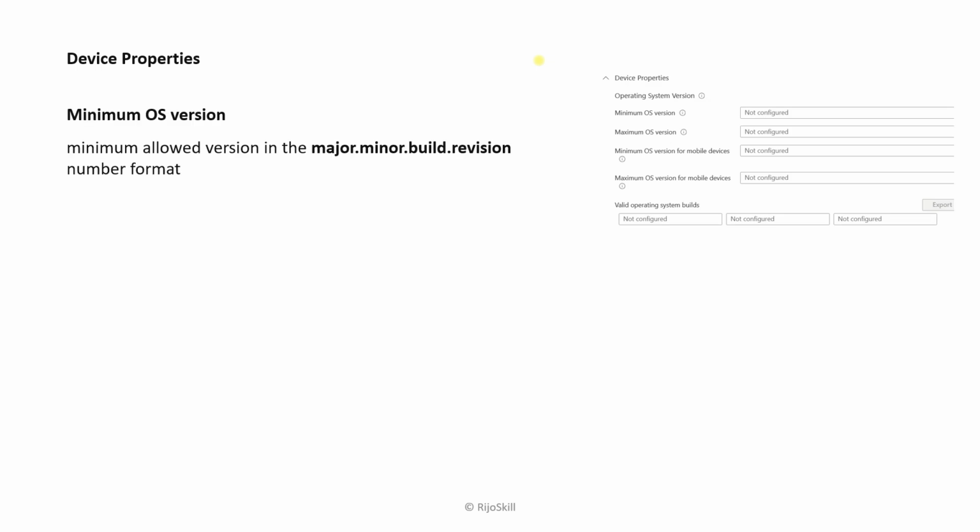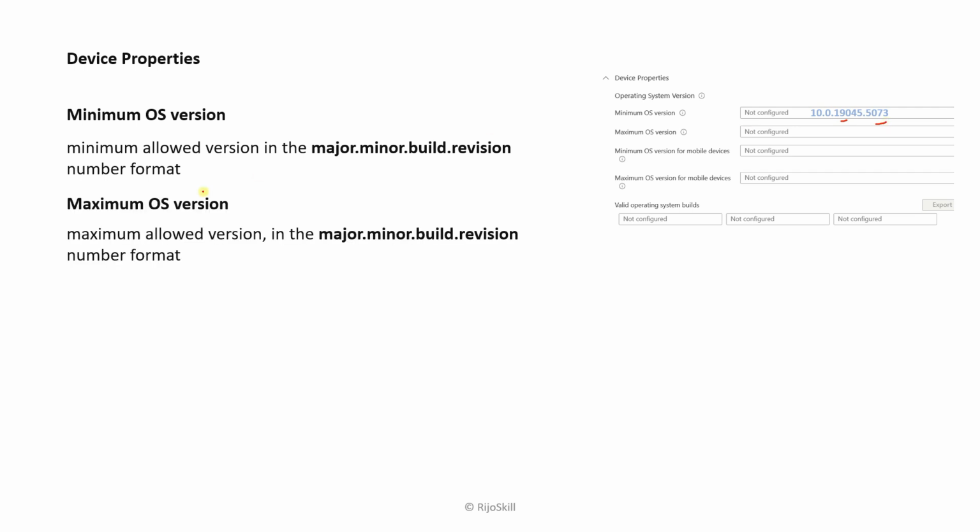You can see here device properties. Minimum OS version is the minimum allowed version, in the format of major, minor, build, and revision number. You can see here the minimum is 10 for the major version, then the build and revision, and you can give it like this. And maximum OS version is the maximum allowed version in the number format. For the maximum allowed version, you can also give the format major.minor.build.revision.